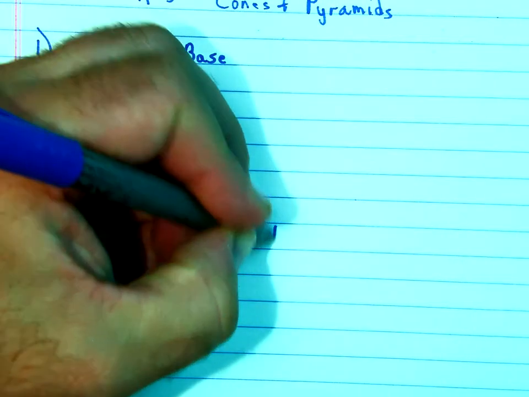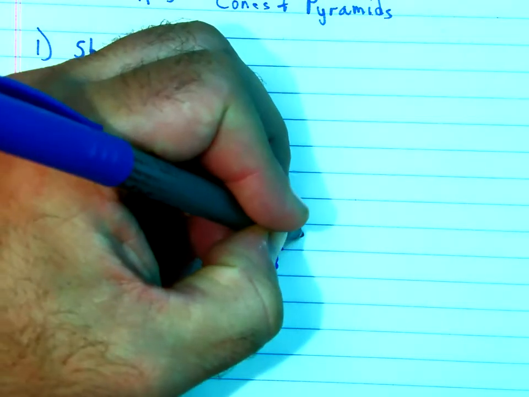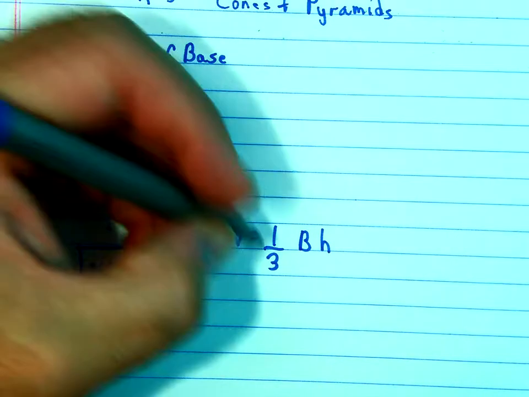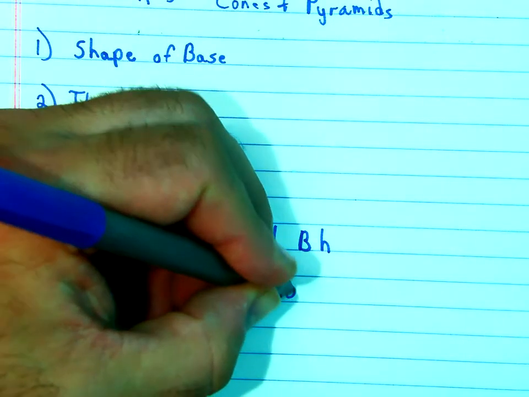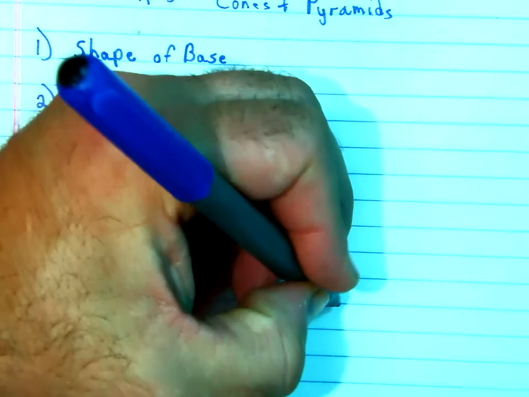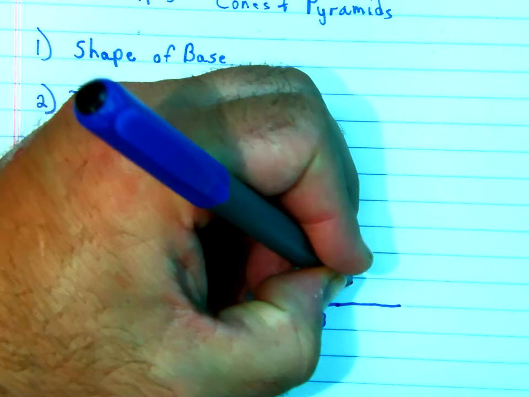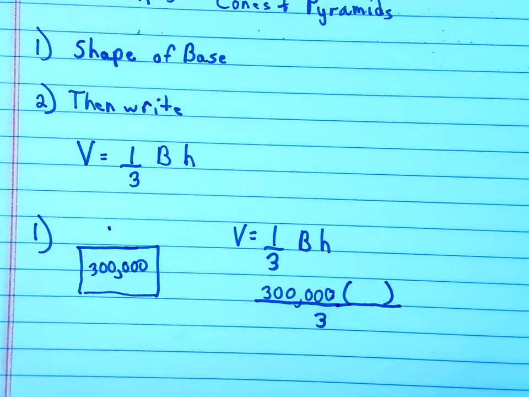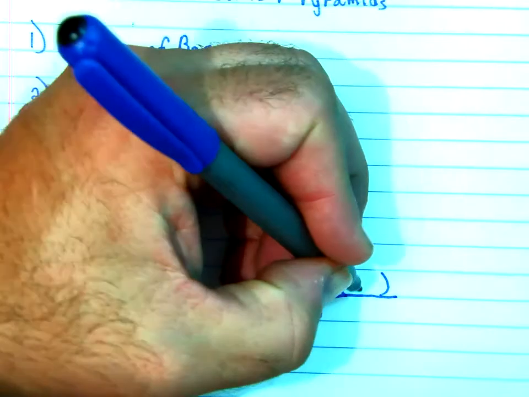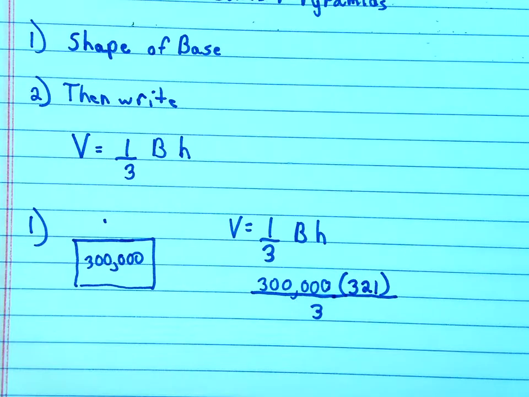Okay, so I already have the area of the base. For volume, it's 1/3 area of the base times height of the figure. Well, they've already given me the area of the base. So it's 300,000 divided by 3, and then we're multiplying it by the height. And as I keep reading, they tell me the height is 321 feet. All right, then the rest is calculator work.